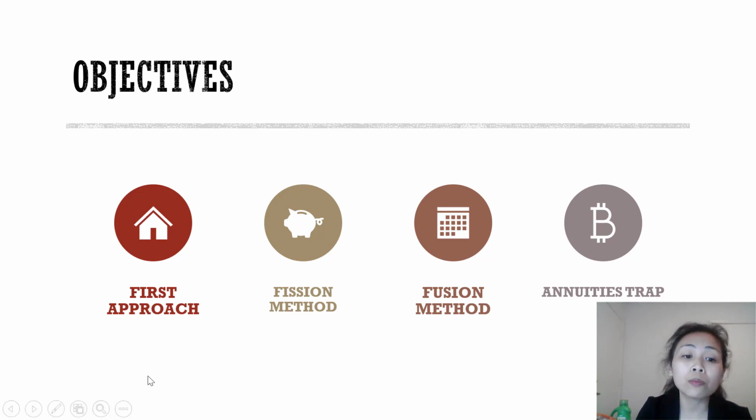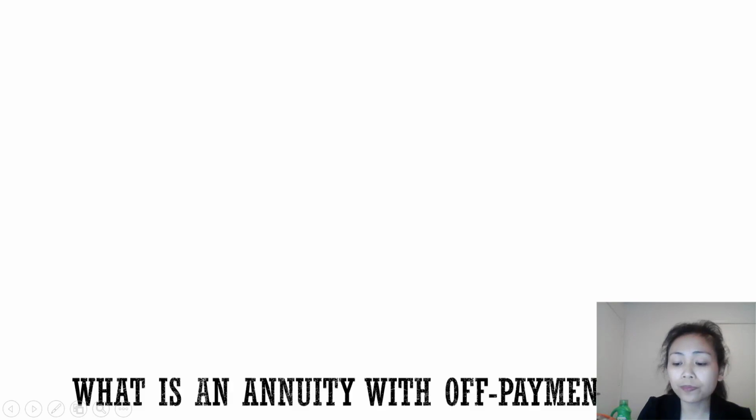I'm going to show you two approaches to solve those kinds of problems, and also I'm going to introduce the fission method and fusion method and some annuity traps. So now let's get started.